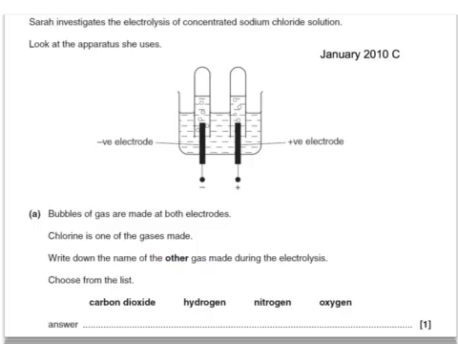Here's an exam question. Sarah investigates the electrolysis of concentrated sodium chloride solution. Look at the apparatus that she uses. The electrodes are shown there. Bubbles of gas are made at both electrodes. Chlorine's one of the gases made. Write down the name of the other gas made during electrolysis. That answer is hydrogen.